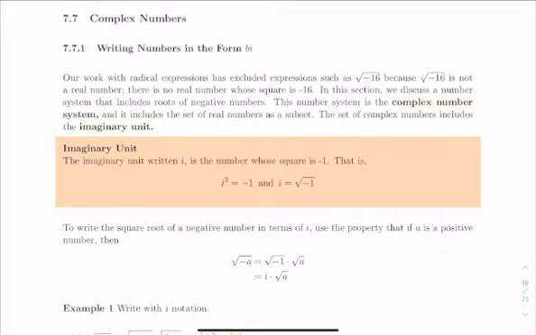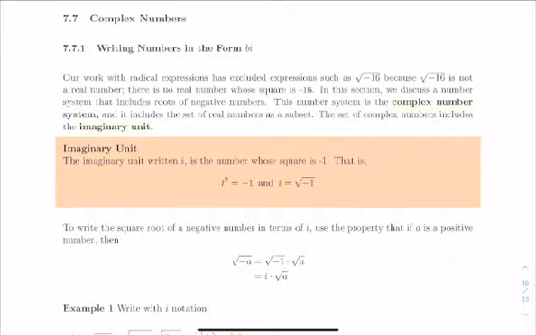In section 7.7, we're looking at complex numbers. Our work with radical expressions has excluded expressions such as the square root of negative 16, because the square root of negative 16 is not a real number. There is no real number whose square is negative 16. In this section, we discuss a number system that includes roots of negative numbers.